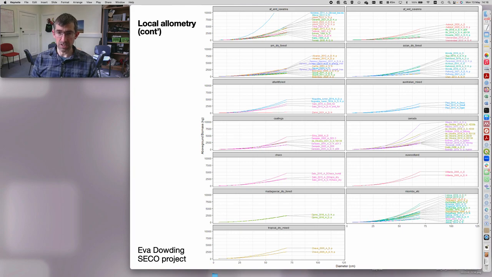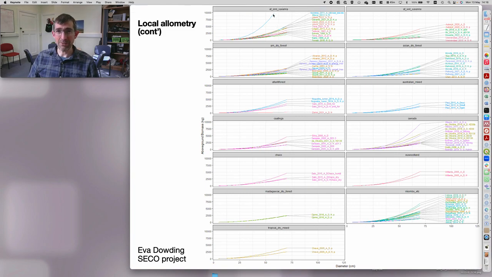That hasn't stopped us as a scientific community from building lots of allometric relationships. So as part of the SECO project, we tried to find all the allometric relationships we could for the dry tropics. And we found hundreds. People have made these all over the planet in all these different ecosystems.